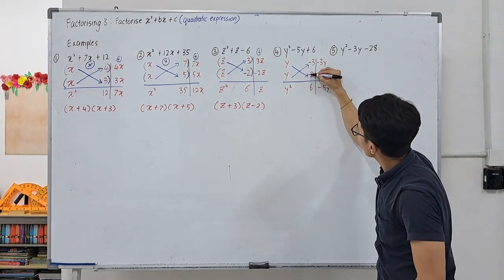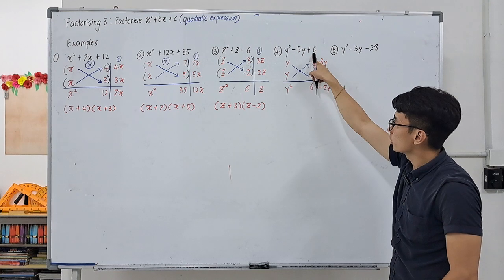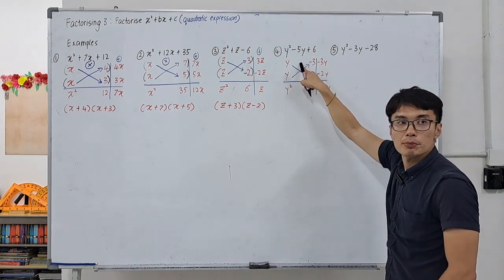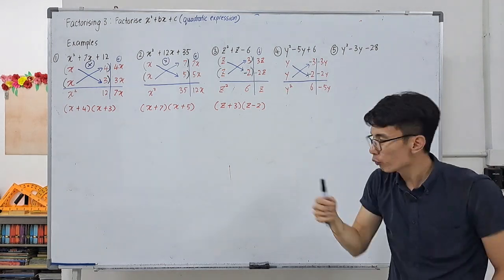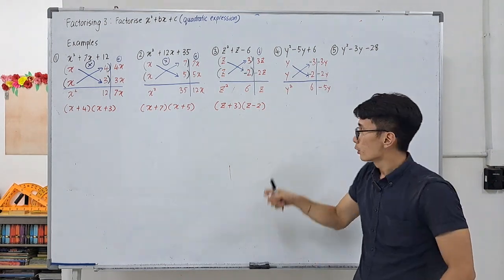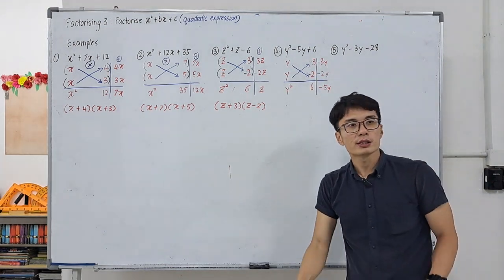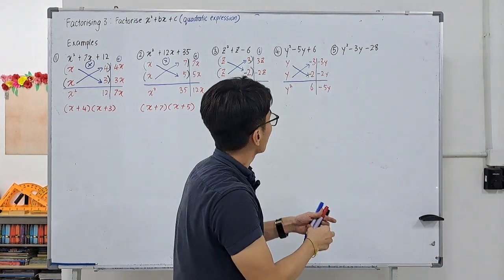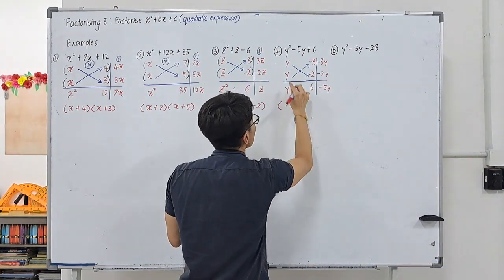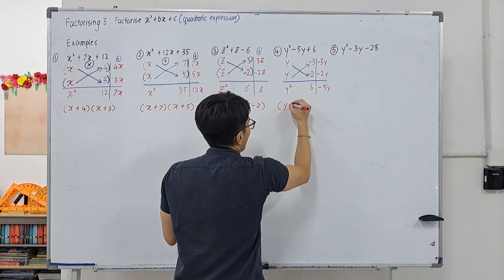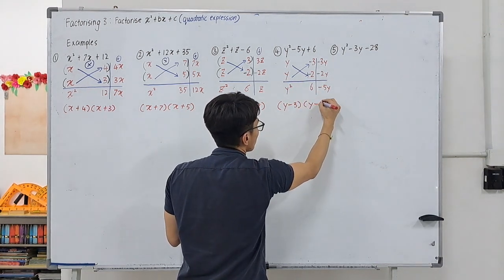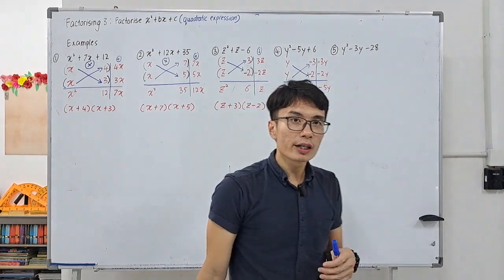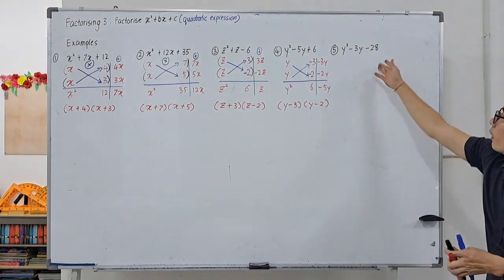But don't be so happy first. Let's check, because this is a positive, but we know that this is a multiplication zone. So negative 3 times negative 2, true enough, we will get positive 6. Which means this over here is the correct answer. So right now, I'm going to write the final answer here. It's going to be y minus 3, and over here, y minus 2. Done.